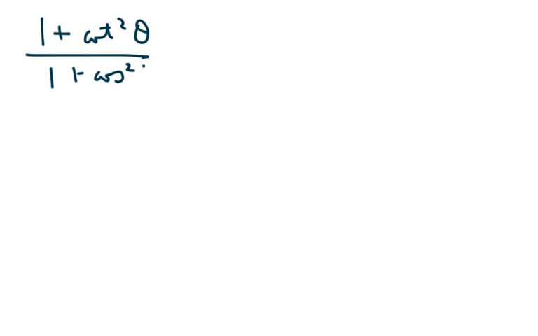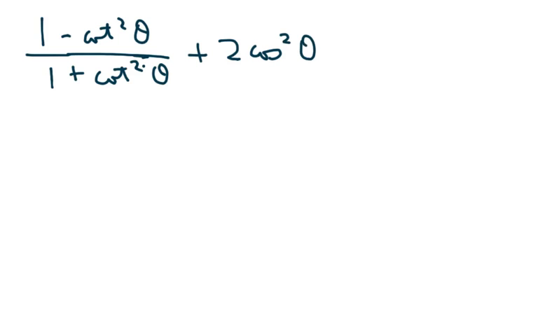Okay, the next one is 1 minus cotan squared of theta over 1 plus cotan squared of theta. Sorry, this is minus, this is plus. Sorry, I have a little dyslexia. And then our tag-along guy is going to be 2 cosine squared of theta. And we want this to equal 1. So what I'm going to do is go ahead and write 1.